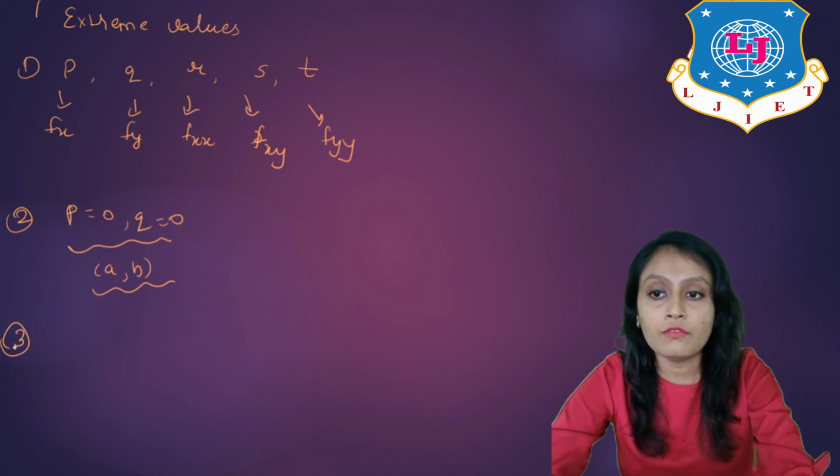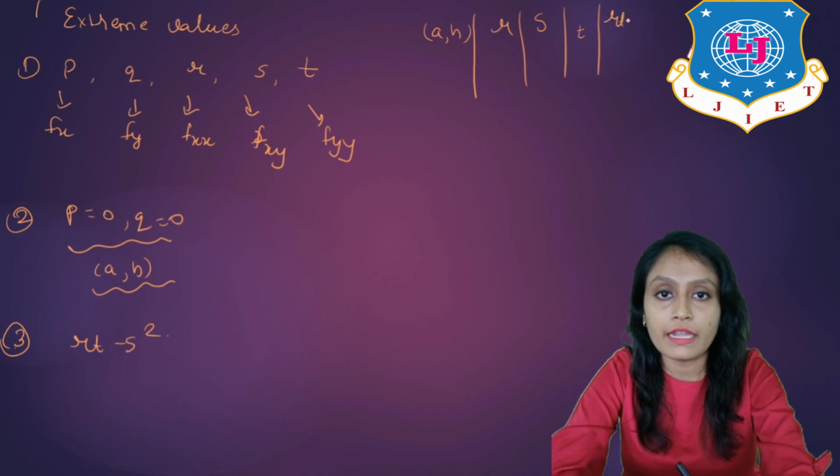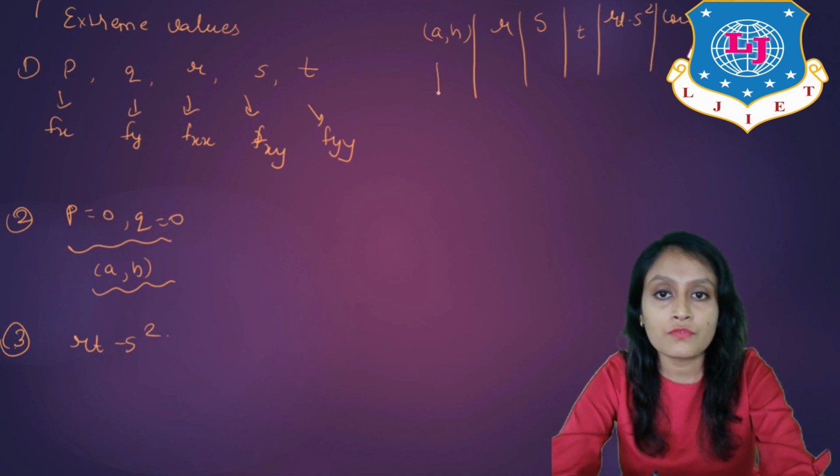Then we have to find rt minus s square. For that we will make a table. In the table first we will write the points (a, b), then r, then s and t, and then we will write rt minus s square and lastly the conclusion. First we have to write down all the points and find the values of r, s and t at all the points. And now the condition on rt minus s square arrives.